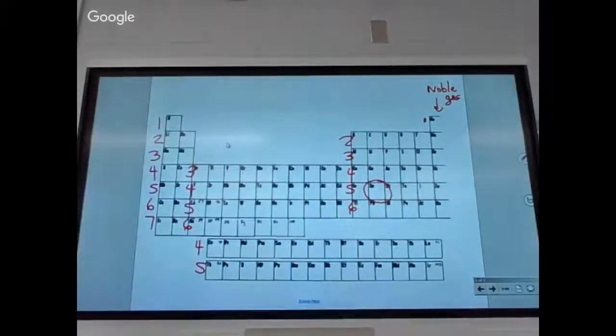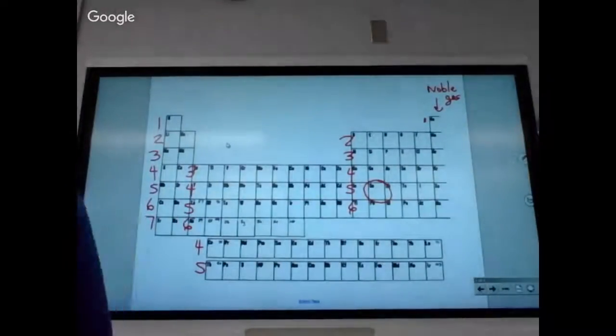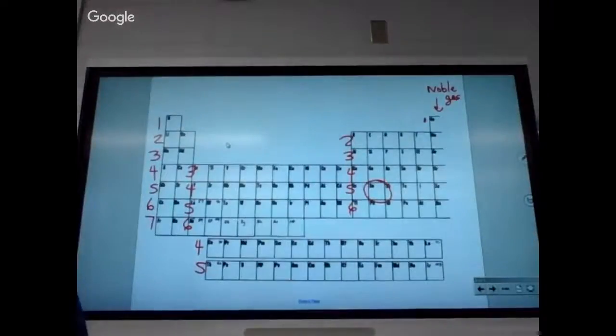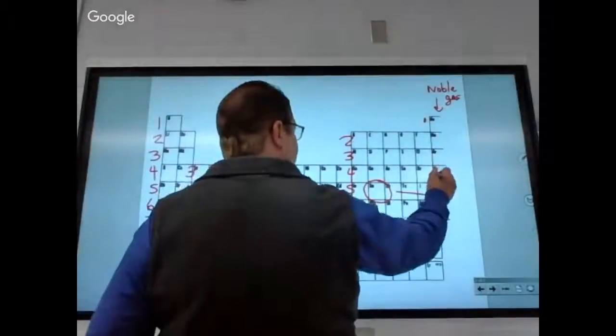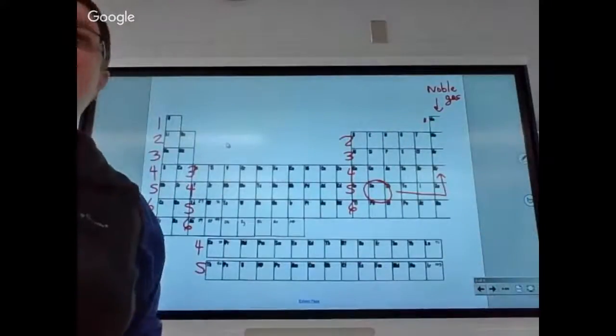All right, so Sn. What's the noble gas before Sn? Argon again? No, it's Kr. You have a periodic table in front of you.